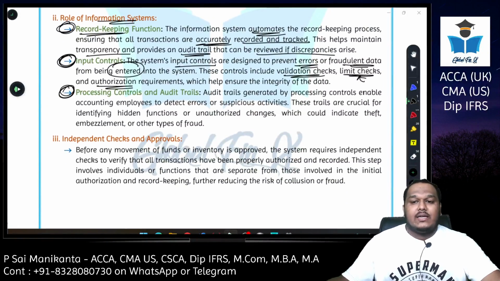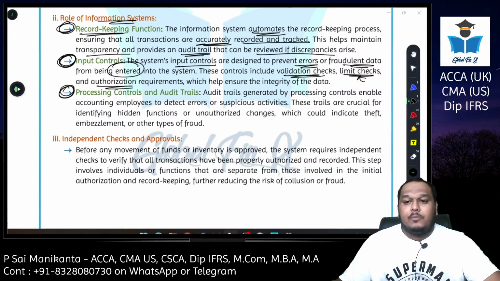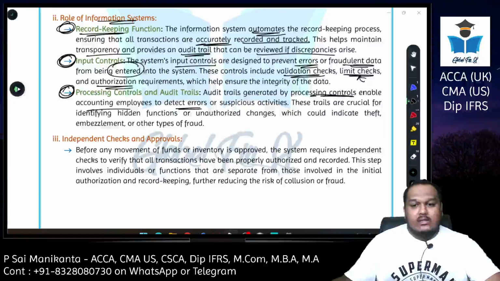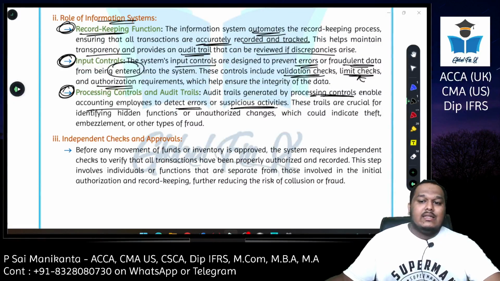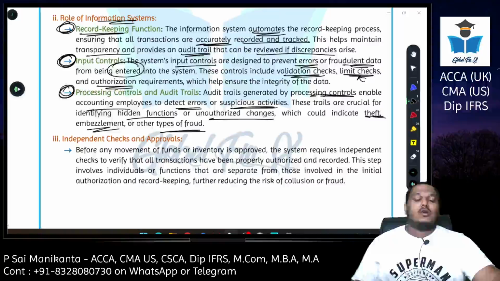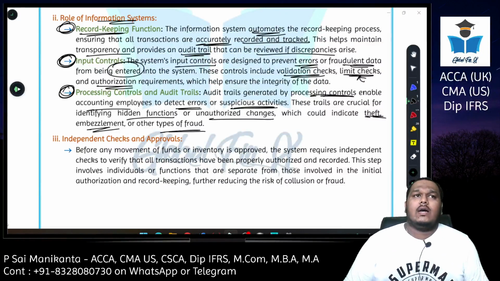Audit trails generated by the processing controls enable accounting employees to detect any errors or suspicious activities. These trails are crucial for identifying hidden functions or unauthorized changes which could indicate theft, embezzlement, or other types of fraud. So, for example, to give you a simple understanding.